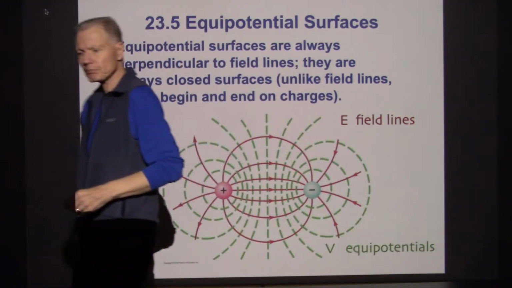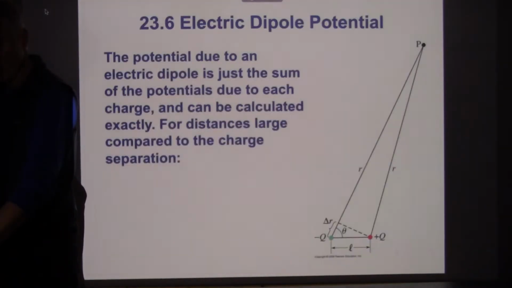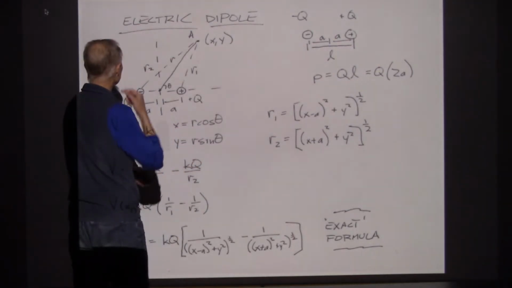So could we mathematically come up with a formula for this electric potential surrounding a dipole? And more importantly, do we want to get a formula for this? You go, I don't know. It's not such a bad example. Let's take a look and see.